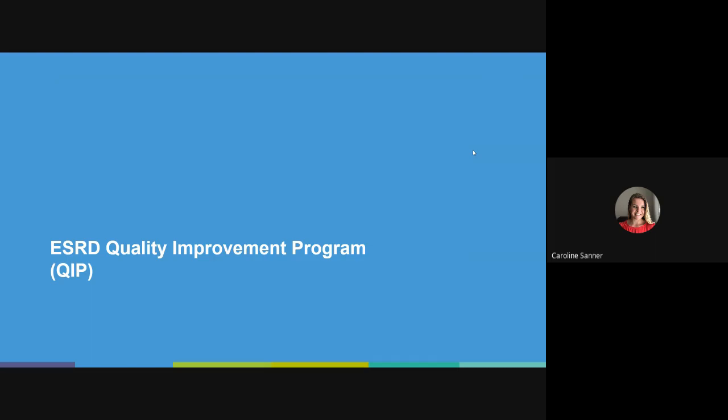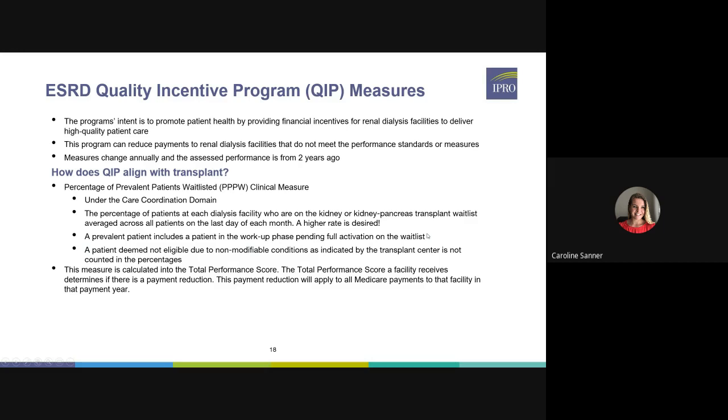All right, the next section is the ESRD Quality Improvement Program, also referred to as the ESRD QIP. The ESRD QIP is an incentive program separate from the 2020 AAKH Executive Order, separate from the CMS ESRD network goals. This program's intent is to promote patient health by providing financial incentives for renal dialysis facilities to deliver high-quality patient care. This program can reduce payments to renal dialysis facilities that do not meet performance standards or measures.